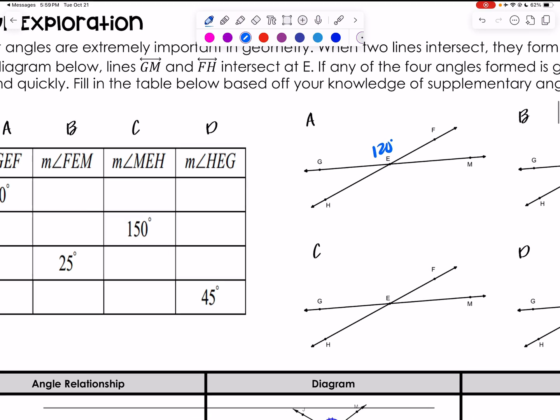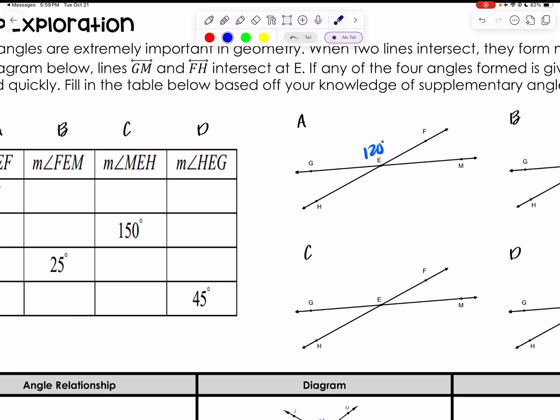Now, if we think about it, we want to find the measure of angle FEM, which is right here. If you remember from the other day, we know angles on the same line are supplementary and add up to 180 degrees. So if I did 180 minus 120, that would give me 60 degrees. So that means angle FEM would be 60 degrees.